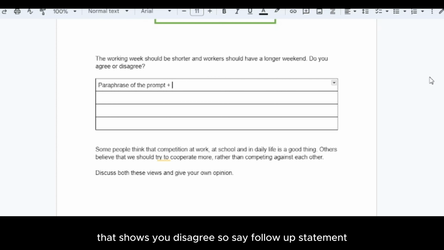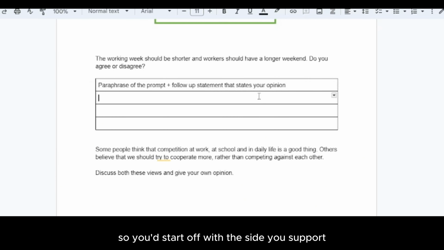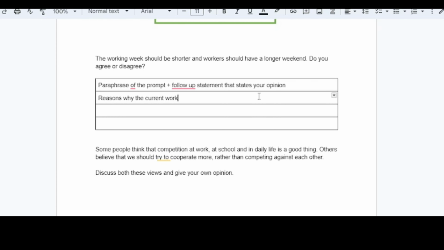So let's say follow-up statement that states your opinion, because this is an opinion question. Okay, then it will be followed by, so you'd start off with the side you support. So let's say in this essay we are agreeing, then it will be followed by reasons why the current work week is too long.